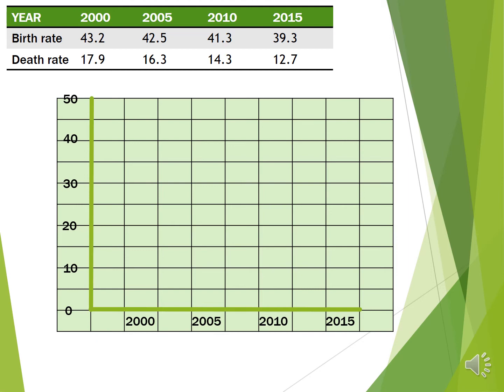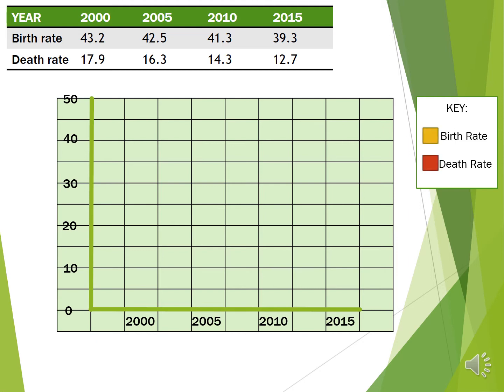Now, we have two variables, and we're plotting both sets of data onto the same graph. So we are going to need a key to make sure that we don't get confused. I'm going to use yellow to represent birth rate and red to represent death rate. If we look then at our first numbers, for 2000, the birth rate in Nigeria was 43.2. So I need to look at my graph, find the square of 40 to 45 and work out approximately where 43.2 would go. So I'm going to put a line just about there to represent 43.2.